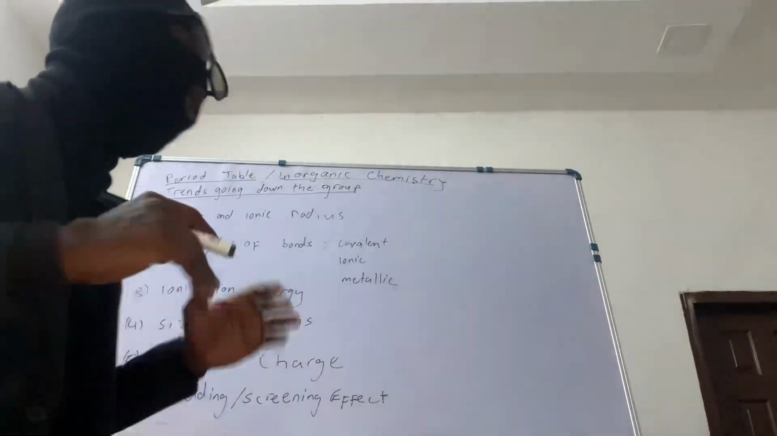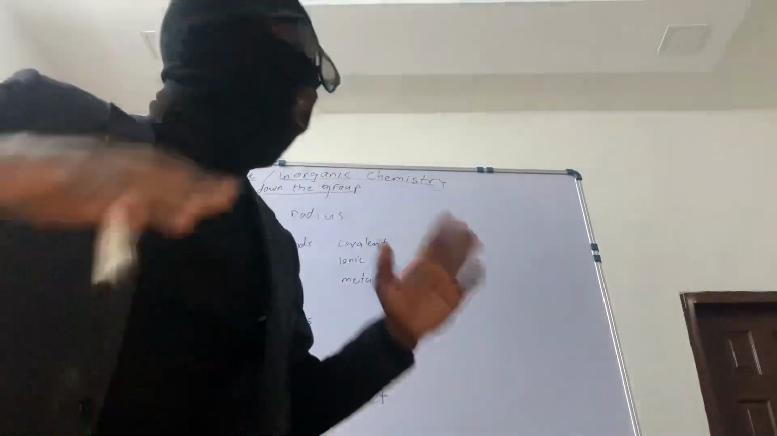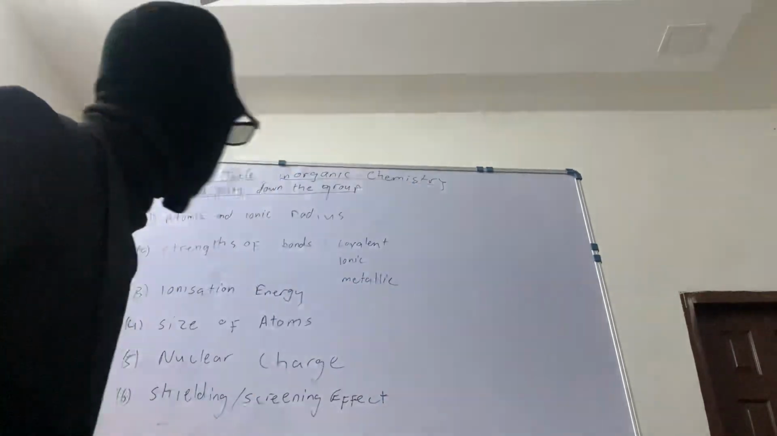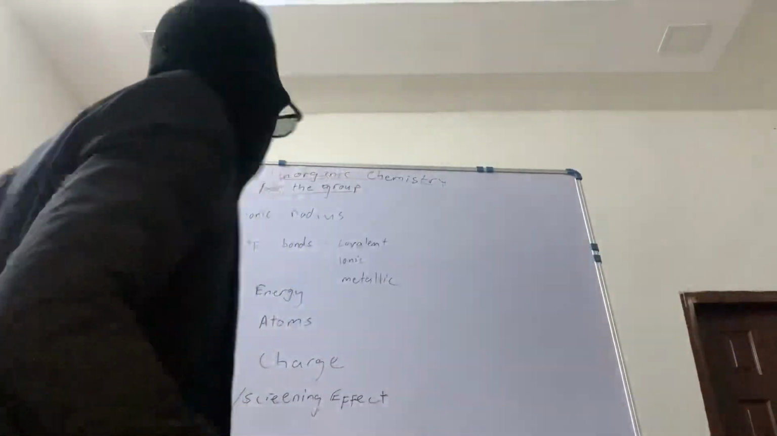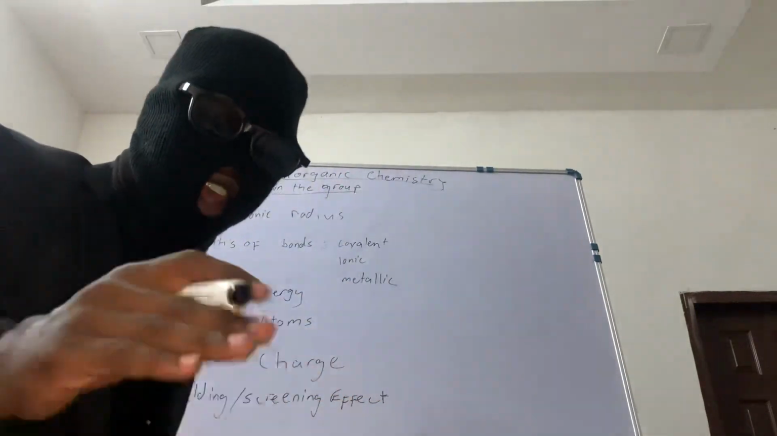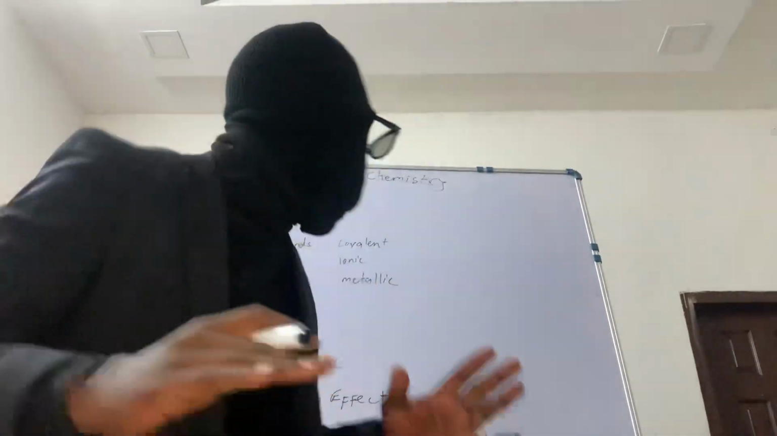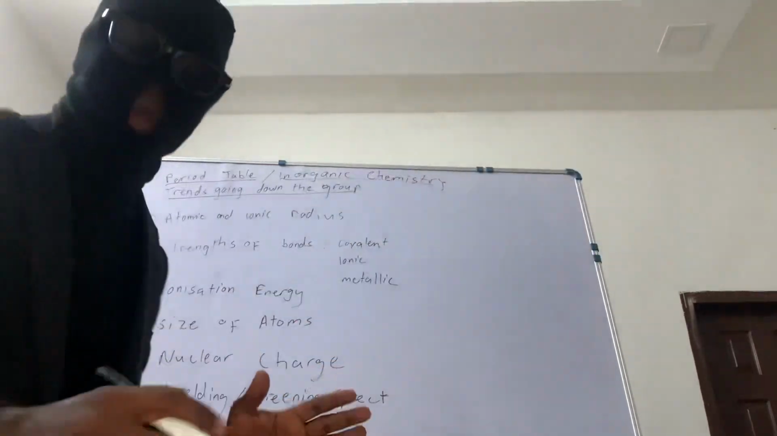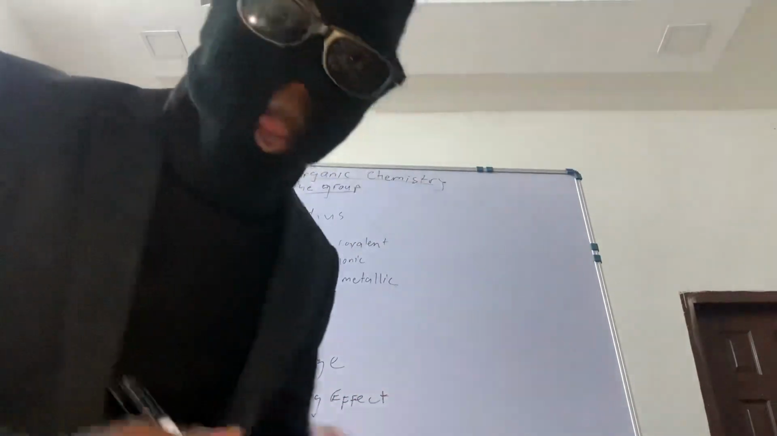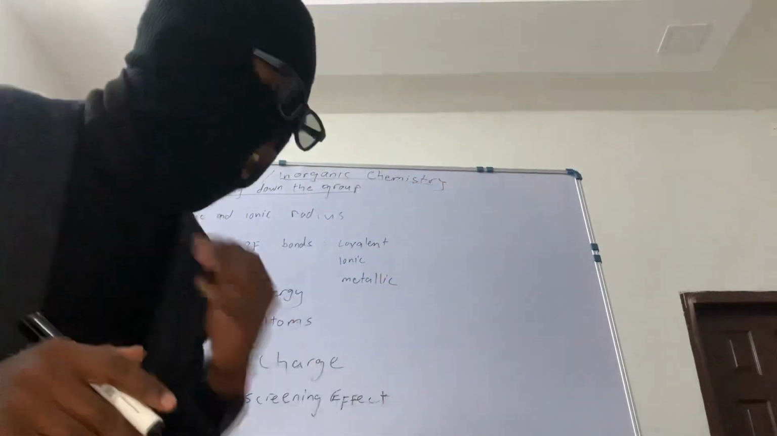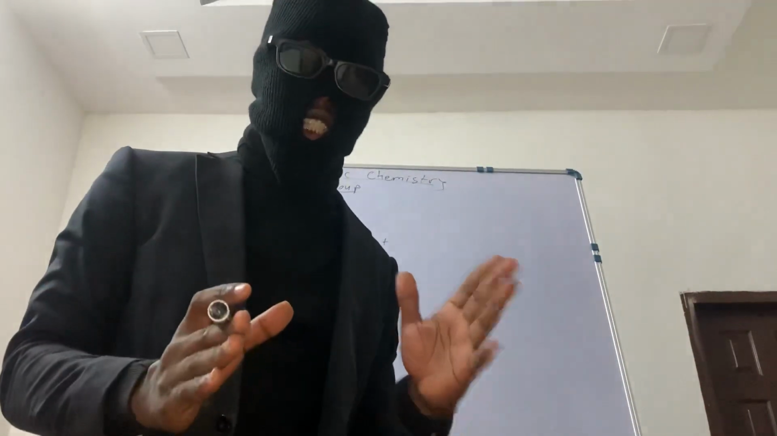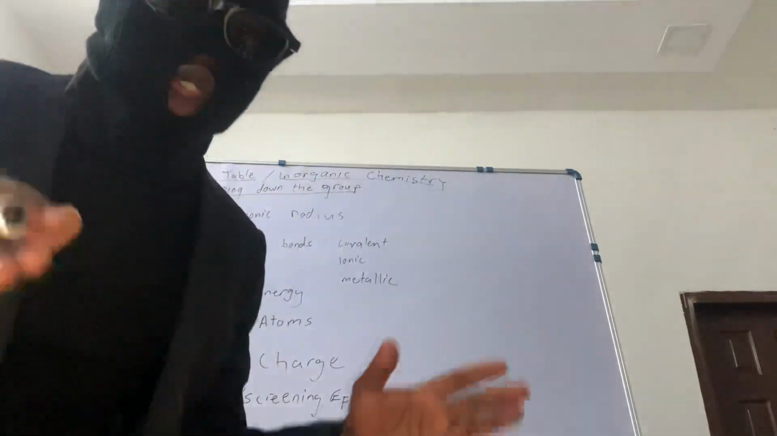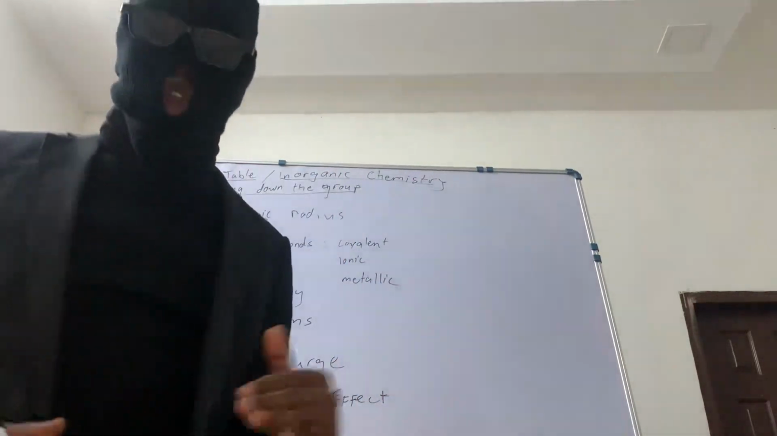So we are trying to figure out what will be happening to these elements as we go down the group. So generally, what is happening as we go down the group? Just a general analysis. We are saying that the size of these periodic elements is increasing.